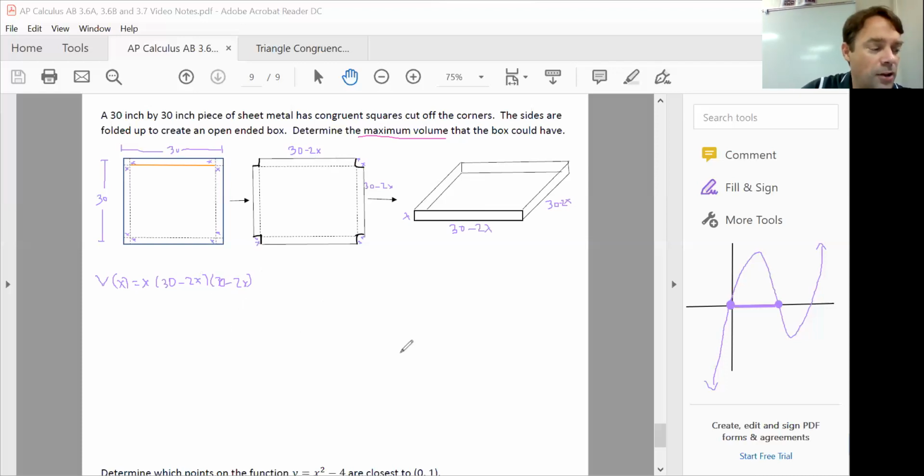But I actually, a lot of times, I like to go through and multiply it out just to keep it in terms of just a straight power rule. You don't have to do that. It's just something I do, makes the algebra a little bit easier later on. So when I multiply it all the way out, I get 900x, sorry, minus 120x squared plus 4x cubed.